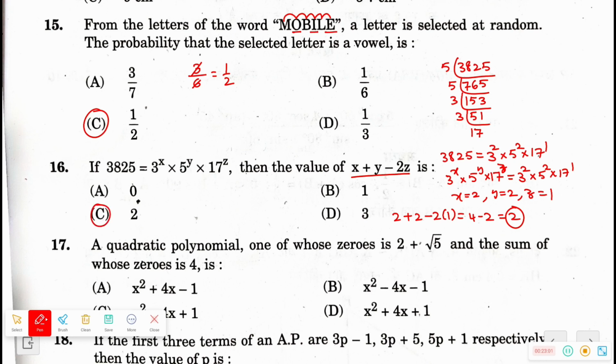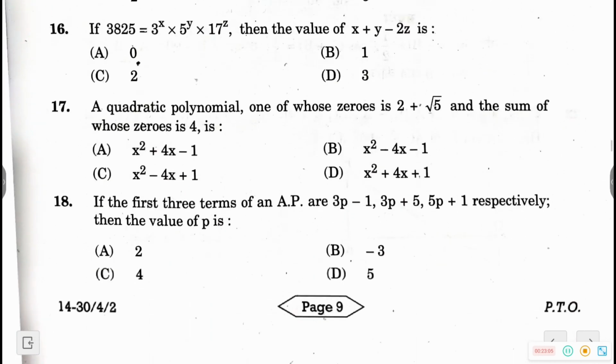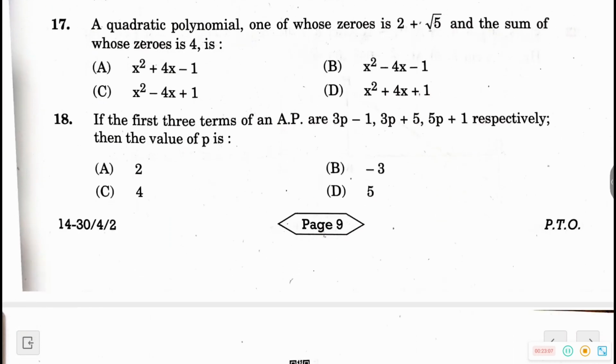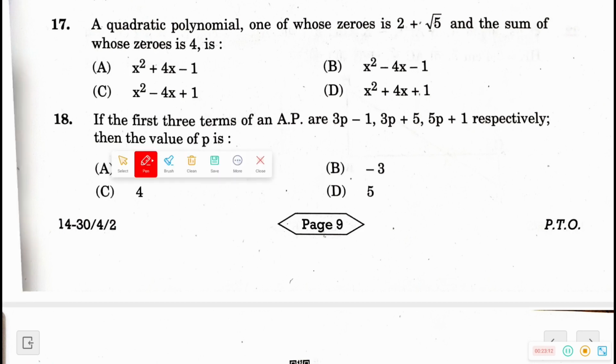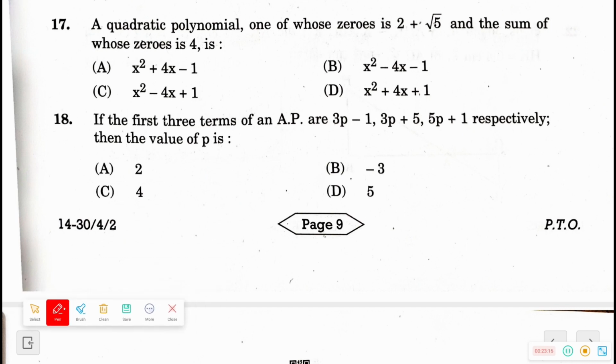Option C is correct. Now question number 17. Let's see question number 17. In question number 17, a quadratic polynomial, one of whose zeros is 2 plus root 5. One zero is given as 2 plus root 5. Let's take it as alpha. So alpha is given as 2 plus root 5. And one more, what is given? The sum of whose zeros is 4. Alpha plus beta is given as 4. Then we have to find out the polynomial.